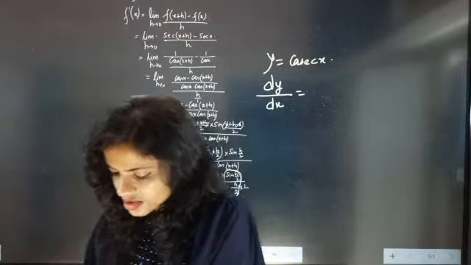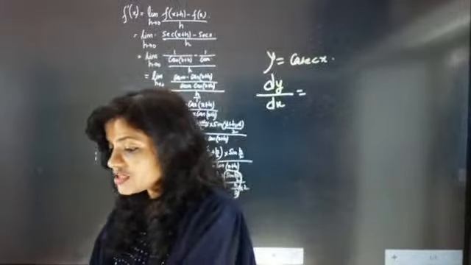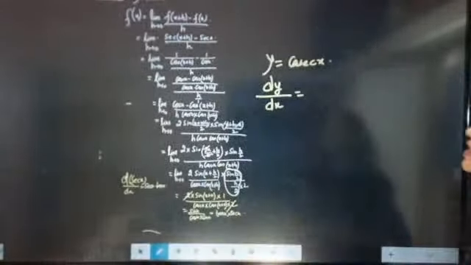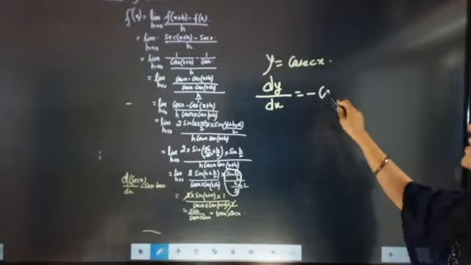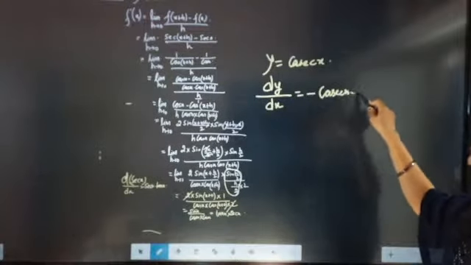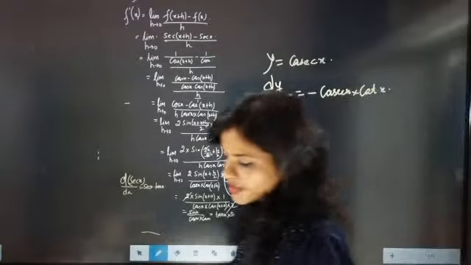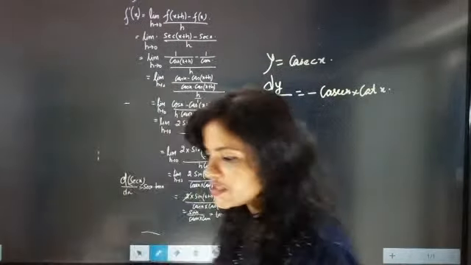Very good, the answer is coming as Gautam. Saranya, you missed the minus sign, beta. It is going to come as minus cosecant x into cot x. So it will be written as minus cosecant x into cot x.